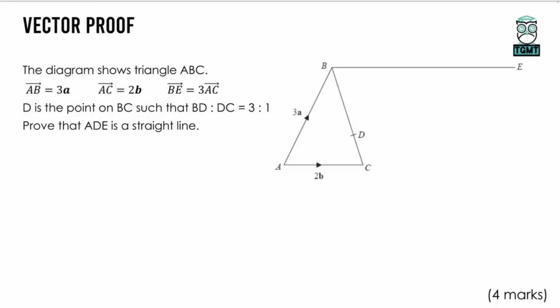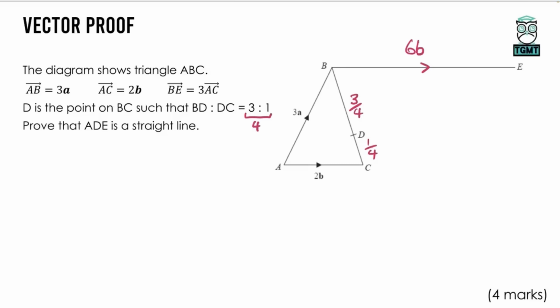Well, that's actually not labelled on the diagram, so we could put that on straight away. That's B to E, 3 lots of A to C. A to C is 2B, so that would be 6B. And there we go, that's 3 lots of A to C. It says D is the point on BC, such that B to D and D to C is 3 to 1. So that is out of 4 parts, so that is 3/4 and 1/4. So that's how far along the line it is.